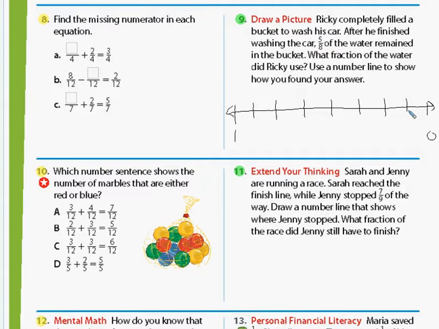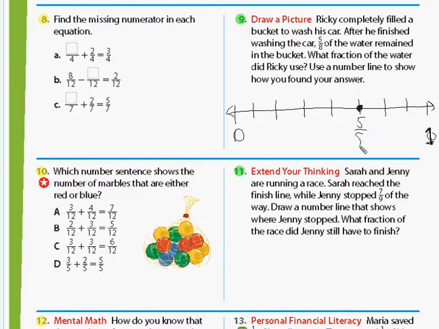So read the question one more time. Make sure we get it straight. Ricky completely filled a bucket. I drew my number line backwards. No, that's 0, and this is 1. So he completely filled his bucket right here. That's completely full. Okay, after he finished washing the car, 5/8 of the water remained in the bucket. So 5/8 will go 1, 2, 3, 4, 5. So this is how much water was in the bucket.